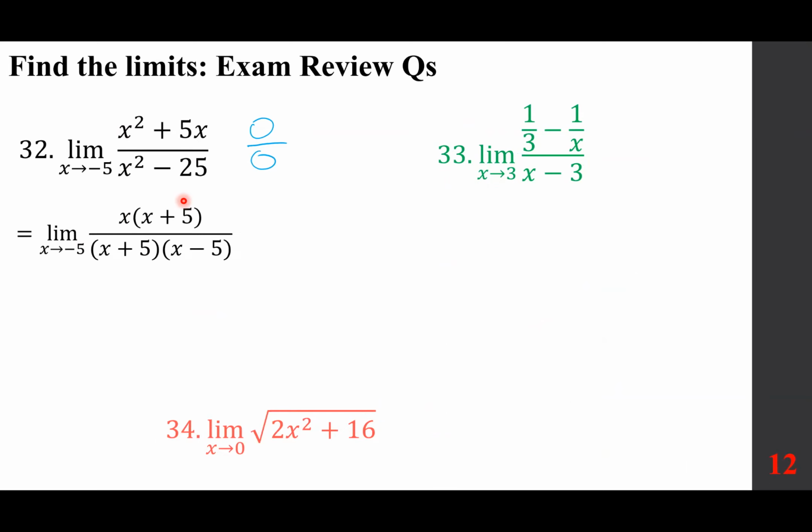As I mentioned before, since x is approaching negative 5, we must have a factor of x plus 5. If it's approaching negative 10, we should have a factor of x plus 10. These two cancel each other. And now if I plug in negative 5, the top becomes negative 5, the bottom becomes negative 10. The answer is positive 1/2.